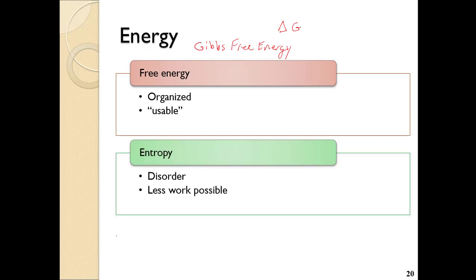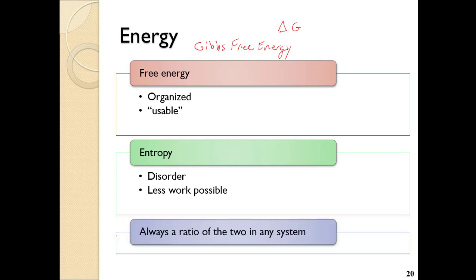Entropy, like I mentioned, is disorder. And there's less work that's possible in a disordered system. Everything in the universe is moving towards disorder eventually. And there's always a ratio between these two systems, basically. So you have basically order versus disorder. So order, where there's energy stored in the order, or disorder, or entropy.